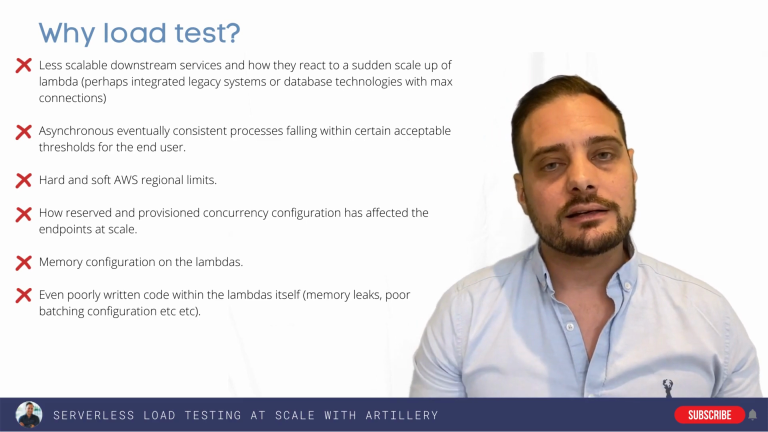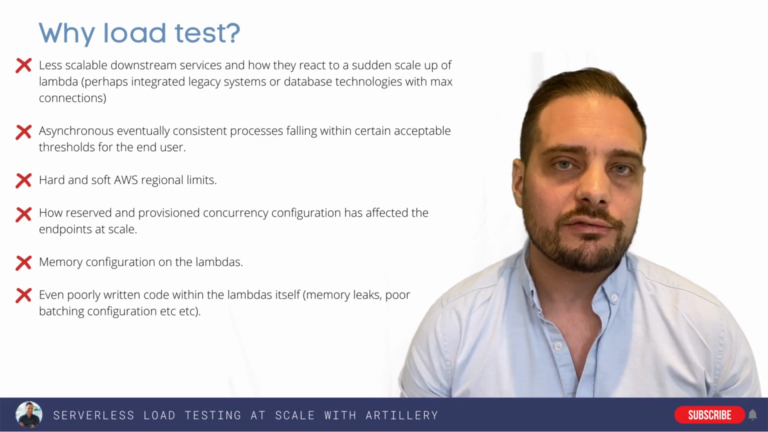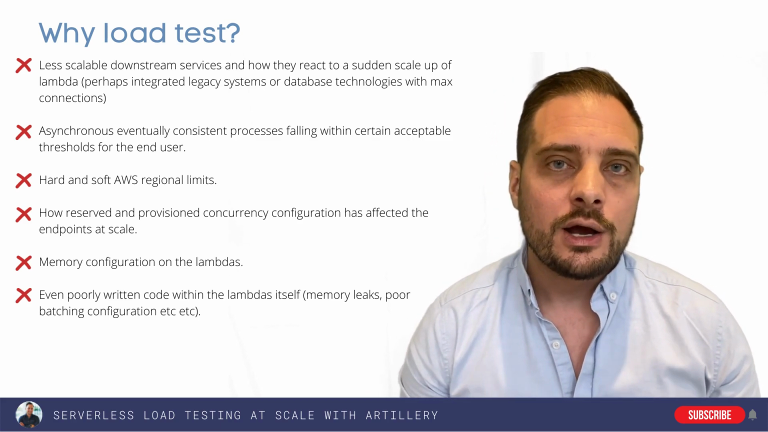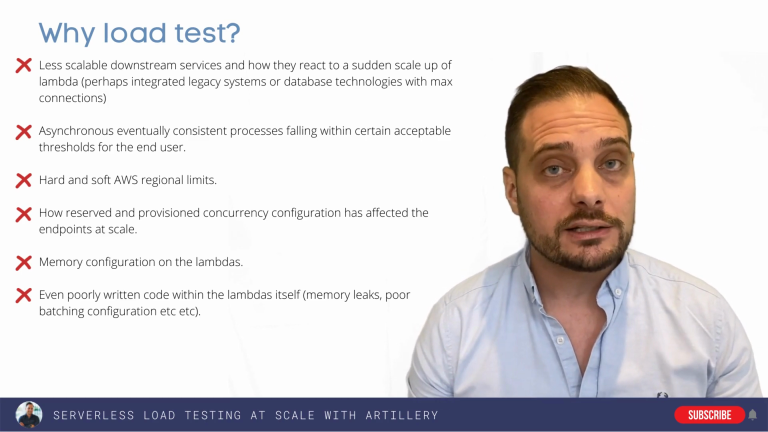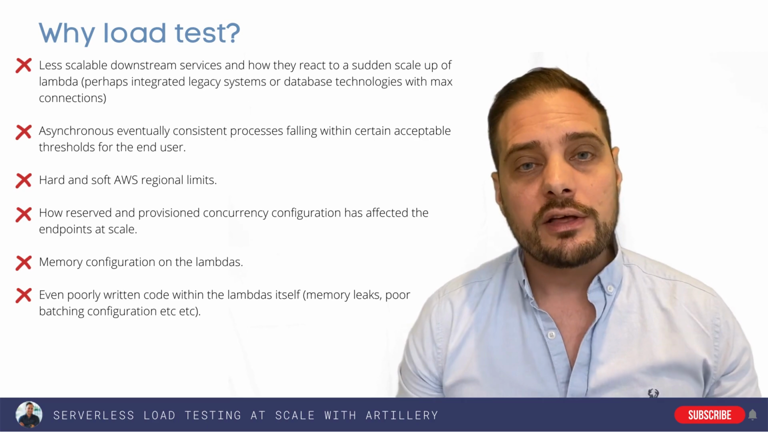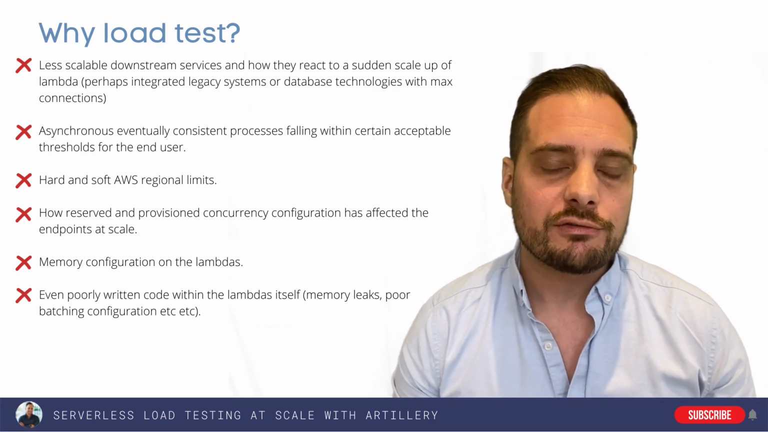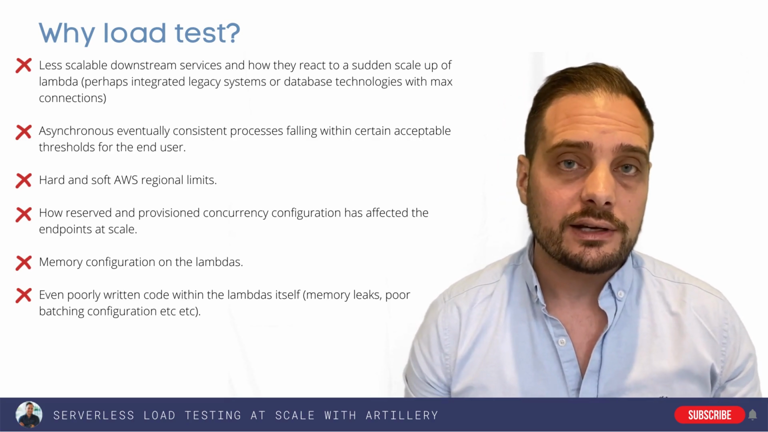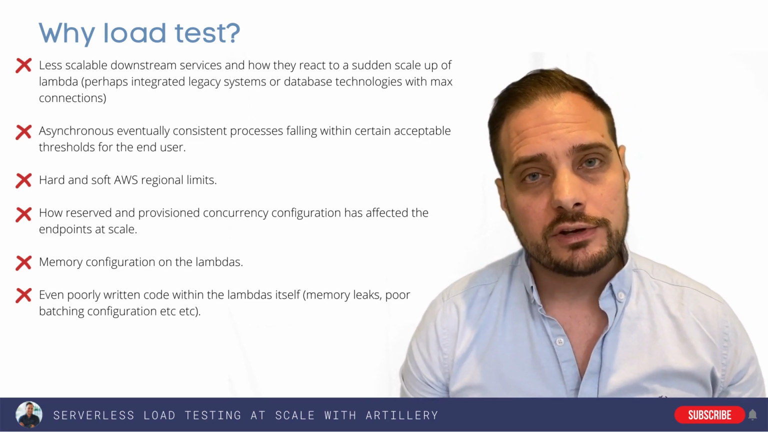You've got things like hard and soft AWS regional limits. So if we think of Lambda concurrency in EU West 1, which is defaulted at 1,000, what happens at high peak when you start hitting those limits? Do you get rate limited at that point? Other things that you might want to consider are reserve concurrency. So with reserve concurrency set on particular Lambdas, you might find at scale, again, you're getting some kind of rate limiting or throttling.